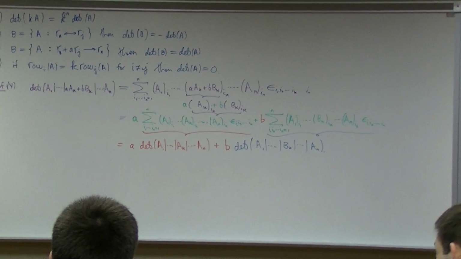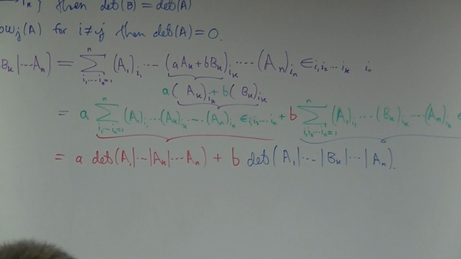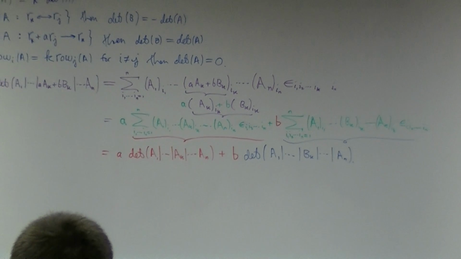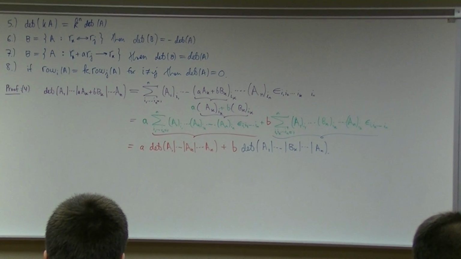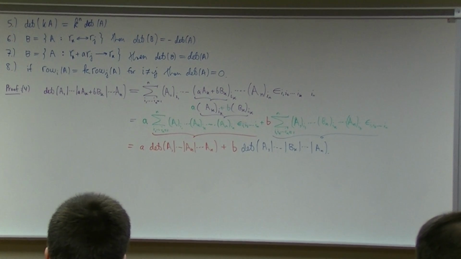But I did this for an arbitrary column. I did it for the kth column, so it just as well holds for k equals 1, 2, 3, all the way out to n. So you have linearity in each column. It's a lot of writing, but once you understand the formula that we made the definition of the determinant, multilinearity is really almost immediate from that formula.